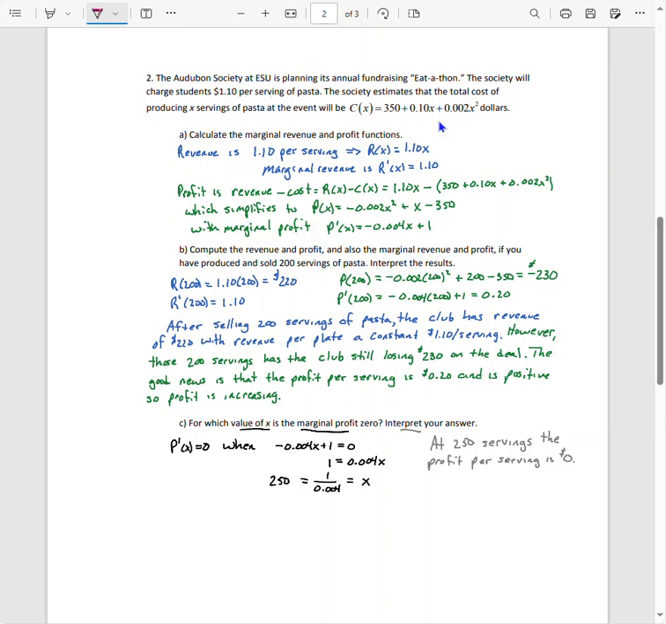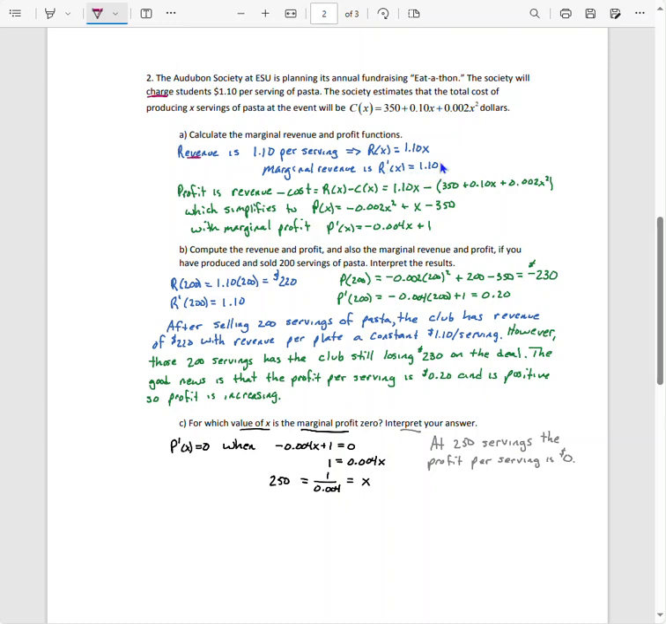Now, we have a cost. Cost is given to us. Revenue, the money we make. That's right here, right? Revenue is what they charge. It's what they make from other people. They charge students $1.10 per serving of pasta. X is the number of servings of pasta. $1.10 times X is our revenue function. And from there, our marginal revenue is the derivative, which is just $1.10, right?